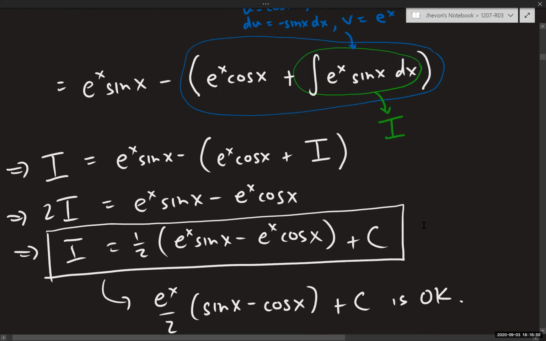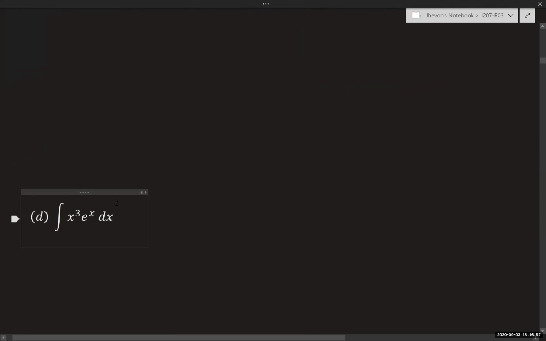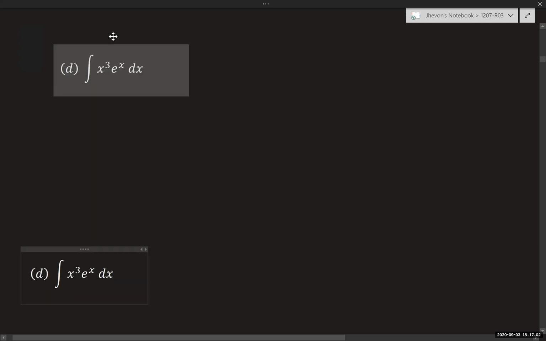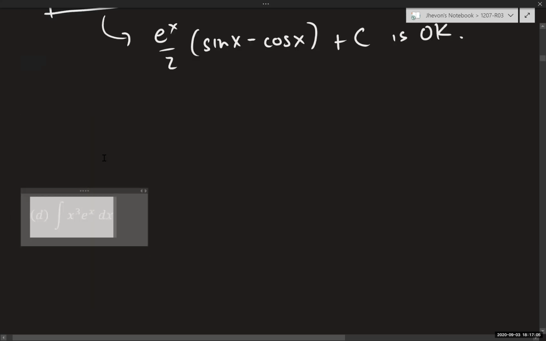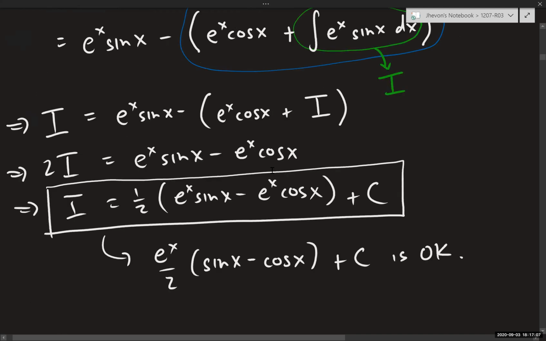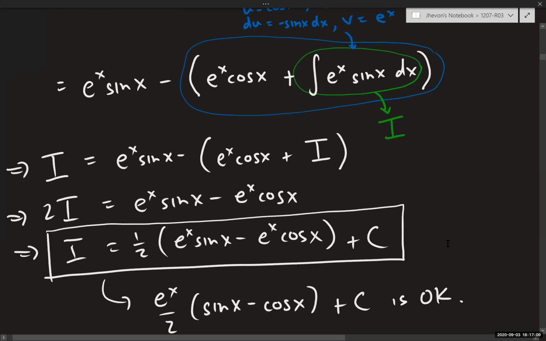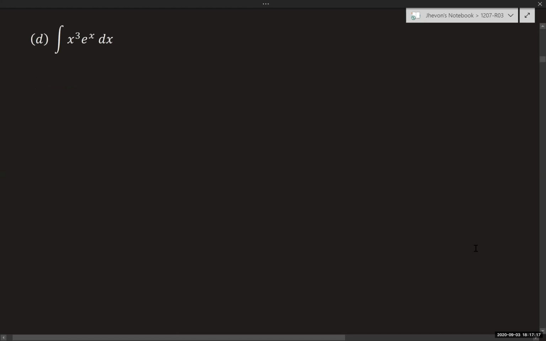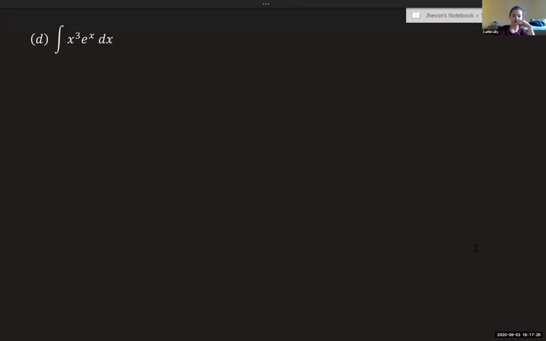Okay, awesome. That was another example. Let's do another example. So you can take a snapshot of that if you're moving slowly. This one, x cubed e to the x. Ideas? u should be x cubed and dv should be e to the x.